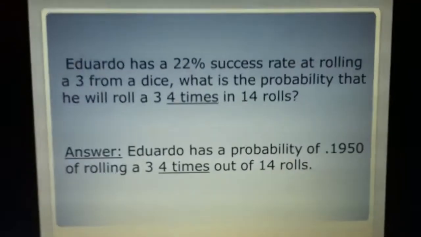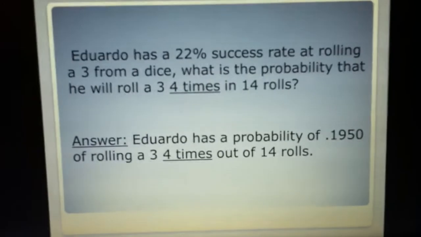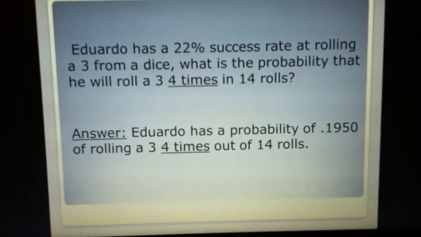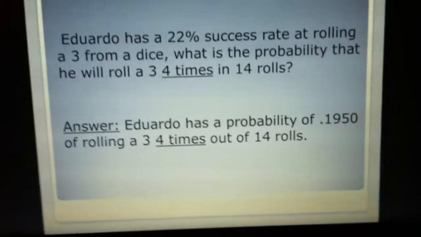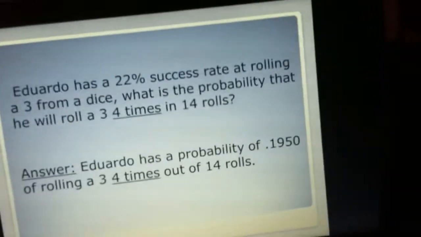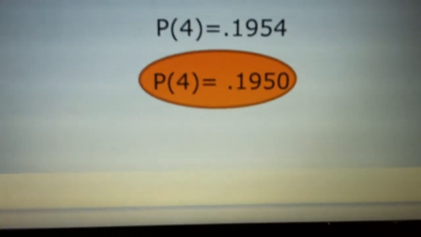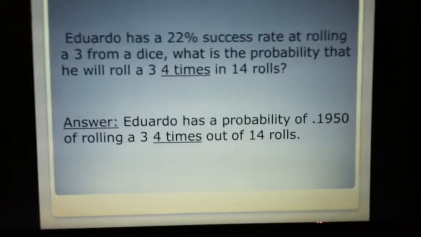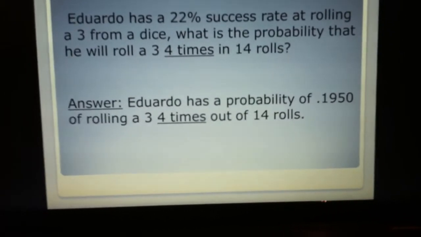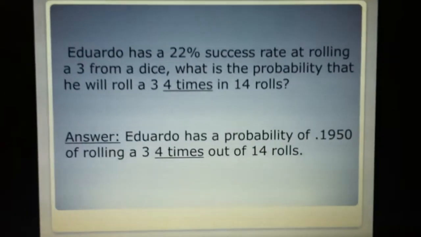Now, let's put this in a problem for us. So, Eduardo has, that's me, Eduardo has a 22% success rate at rolling a 3 from a dice. What is the probability that he will roll a 3 4 times? Underline that for you, 4 times in 14 rolls. So now that we have that problem set out for anybody to use, we have our answers. Remember, that was our answer that we came up with after we did all of the work. So we can say Eduardo has a probability of 0.195 of rolling a 3 4 times out of 14 rolls.